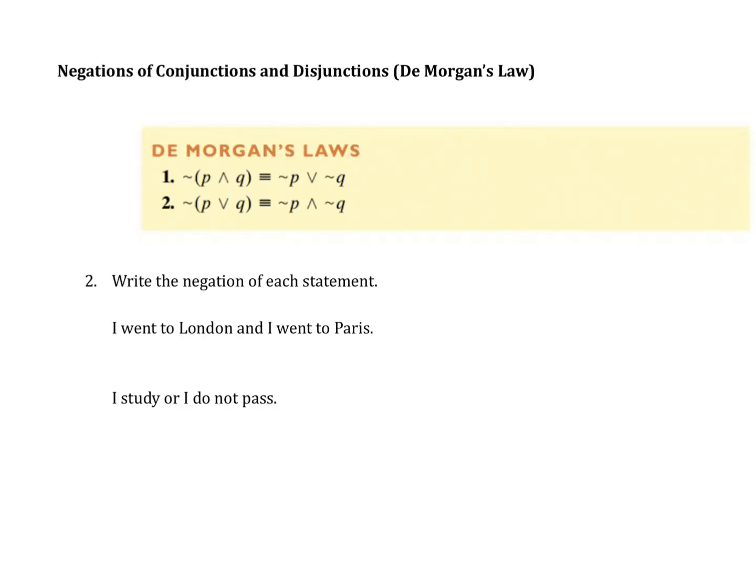In the next part, we're going to negate conjunctions and disjunctions. What we do for this is we negate both simple statements and change and to or, or or to and. So in this first example, I went to London and I went to Paris. I negate both simple statements. So I did not go to London.